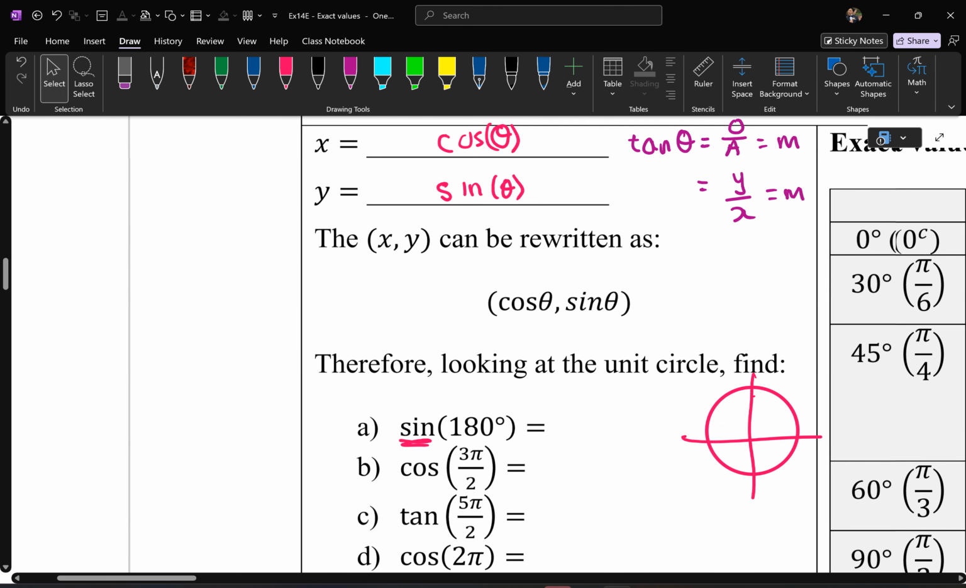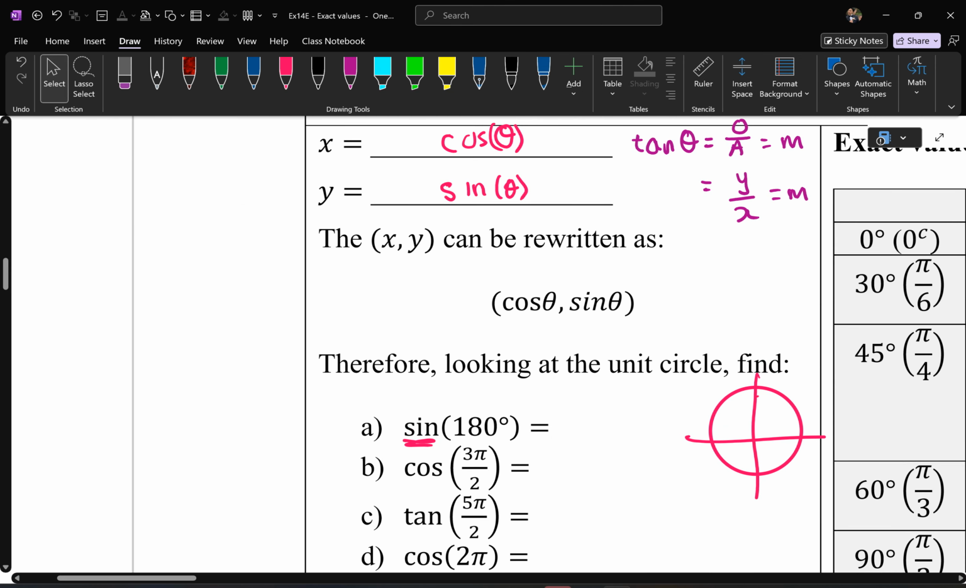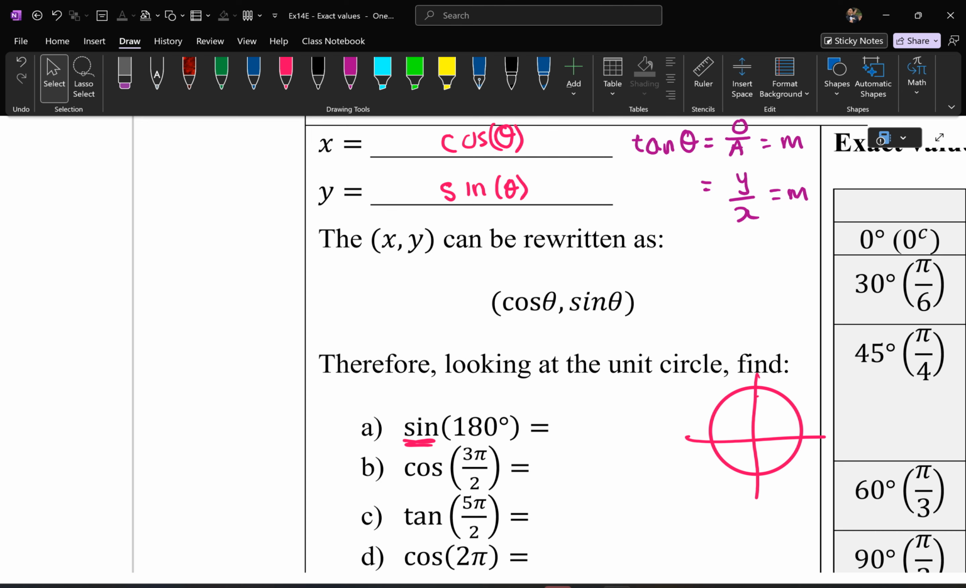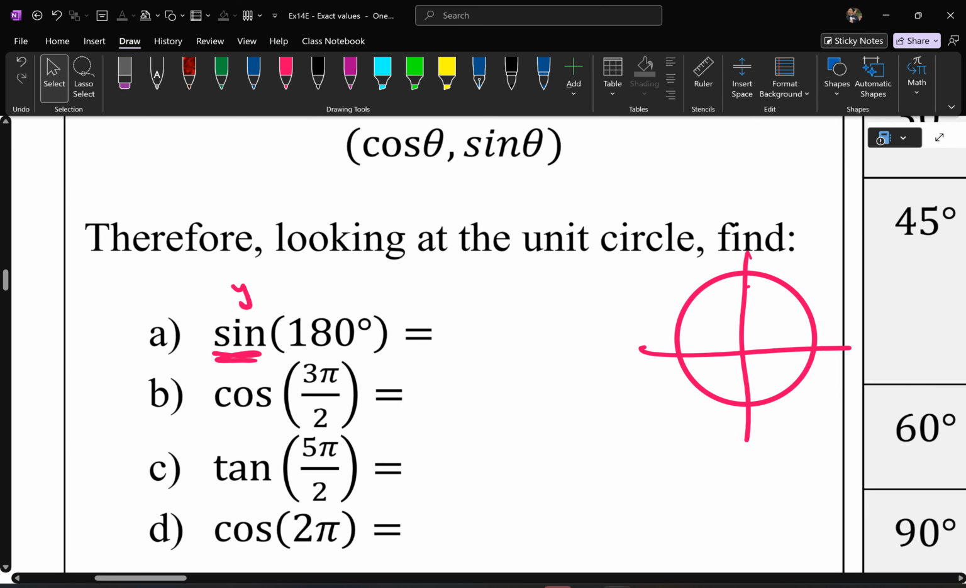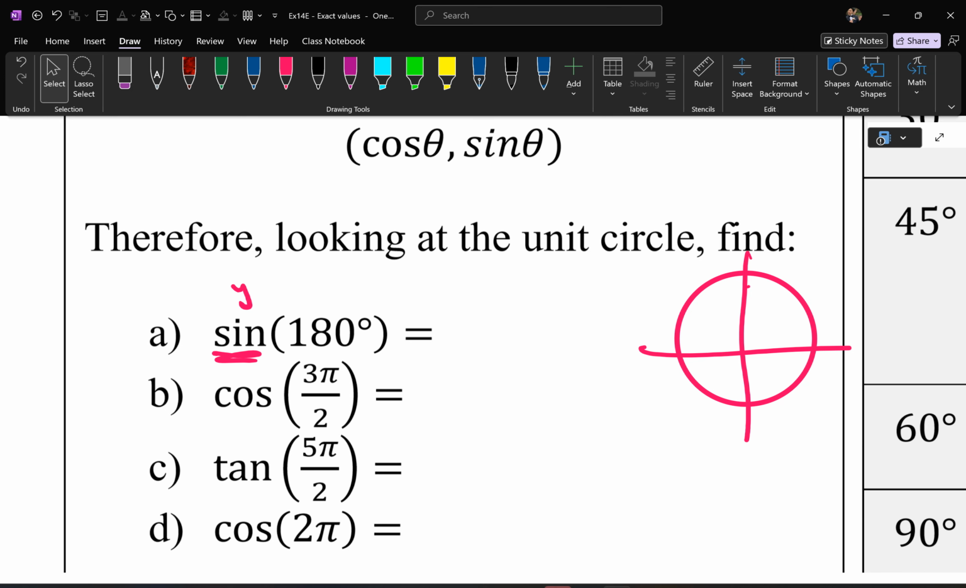Well, I was just saying, so when you say sine, are you looking for the X coordinate, the Y coordinate? The Y coordinate. So sine represents the Y coordinate there. So you're looking for the Y coordinate. When we say, what is sine of 180? The question's actually just asking you, what is the Y coordinate when you have 180 degrees?